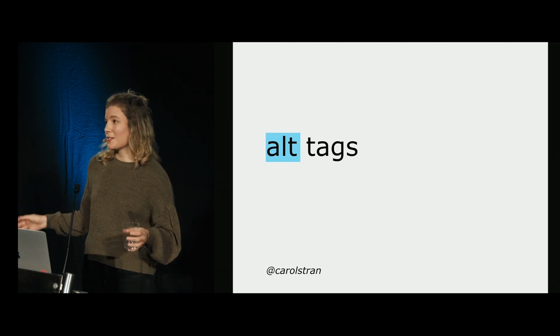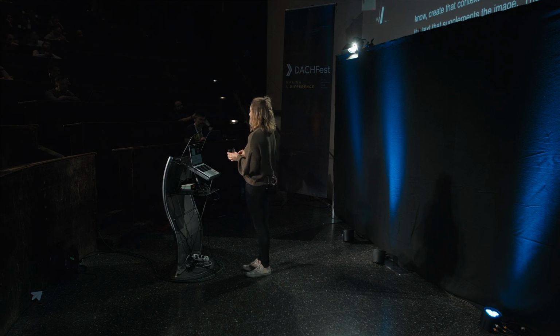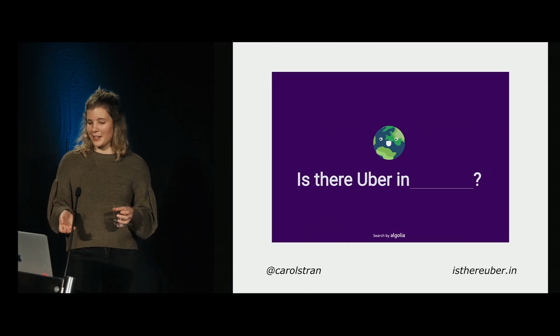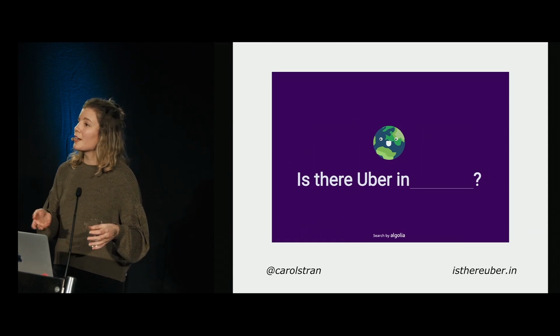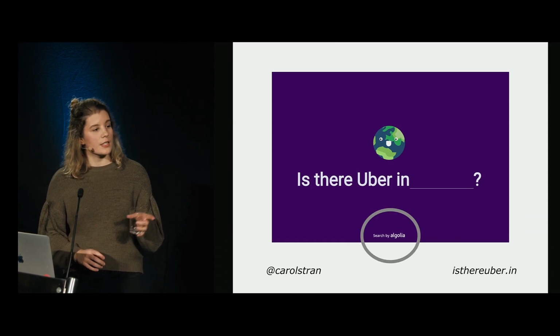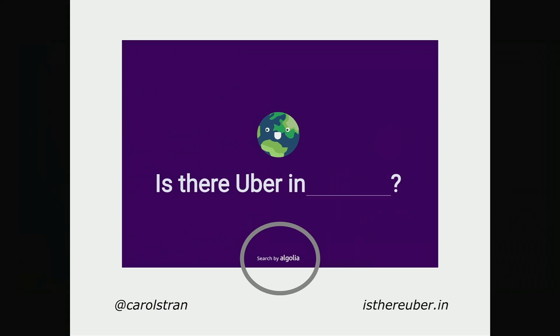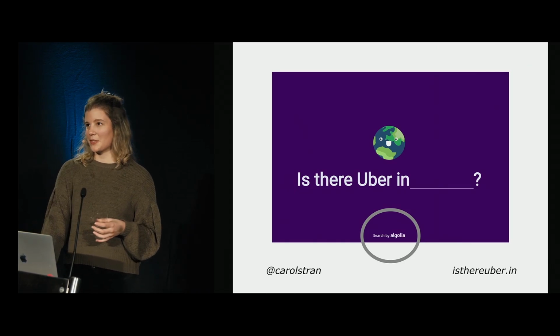And there are many great resources out there to write great alt text, so I'll just show you 2 nuances that I've kind of run into with this. So this is another site by Sarah Vieira called Is There Uber In?, which checks to see if there's Uber in a particular city that you're going to. You'll notice that there's this search by Algolia at the bottom, and that's actually an image. And up until recently, it didn't have any alt text. So let's see what the screen reader picks up.